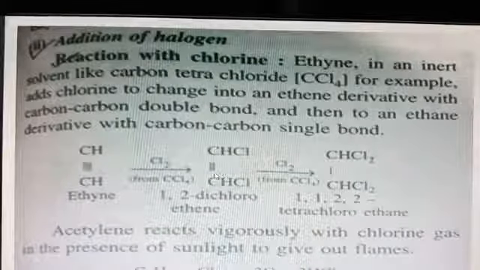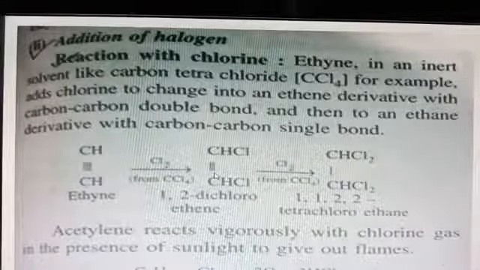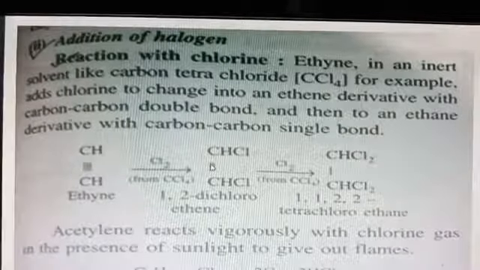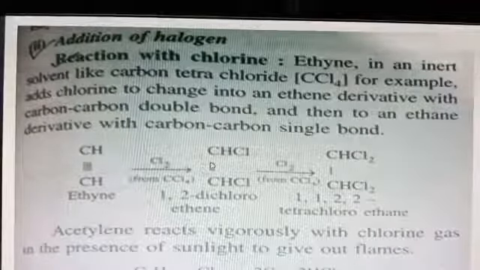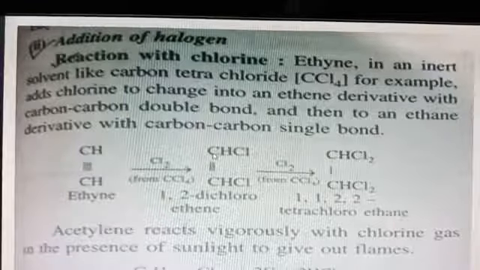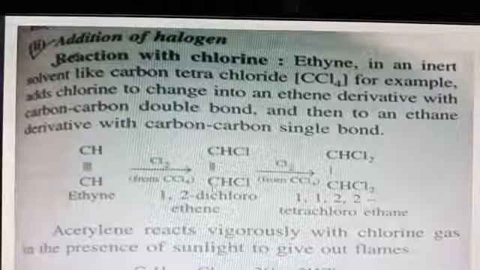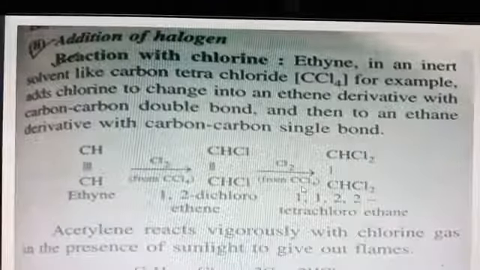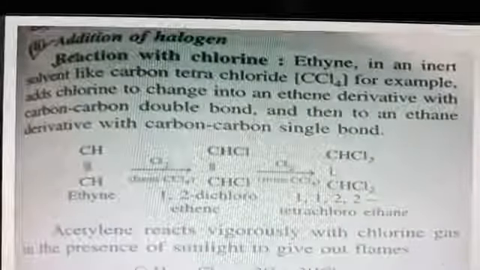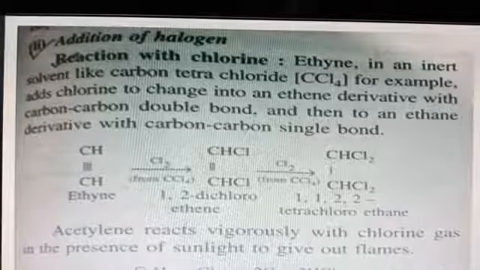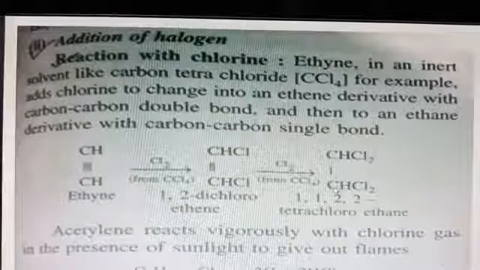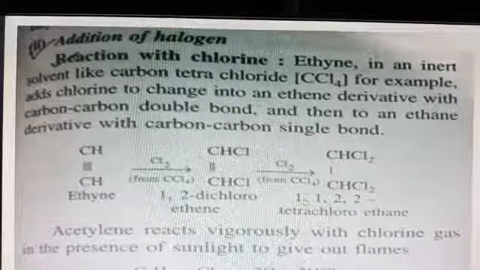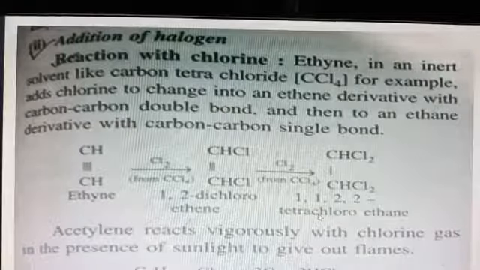Again there is a double bond, so this double bond again can break. When this double bond breaks, again one chlorine atom can be added here and one chlorine atom can be added here from the chlorine which is coming from carbon tetrachloride. So there will be a single bond, and this carbon will have two chlorine atoms, and this carbon also will have two chlorine atoms. So it forms 1,1,2,2-tetrachloroethane.